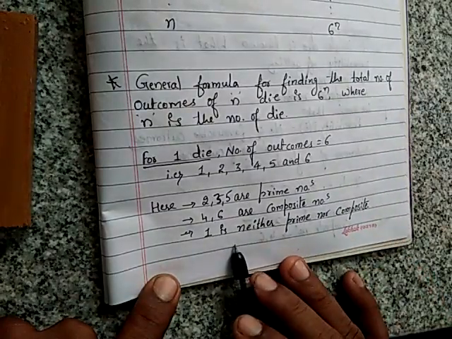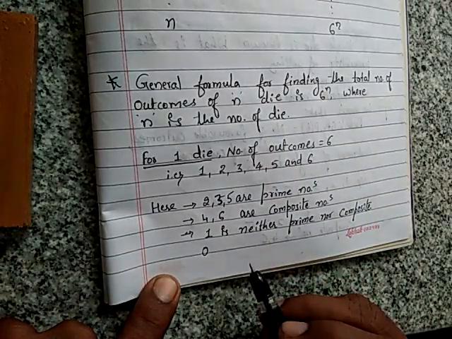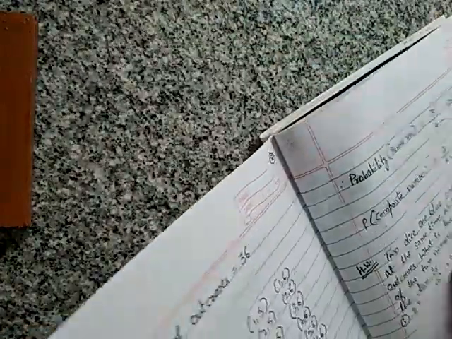One more thing you have to remember, 0 is also neither prime nor composite. Okay, so on the next page we will see, my dear students.